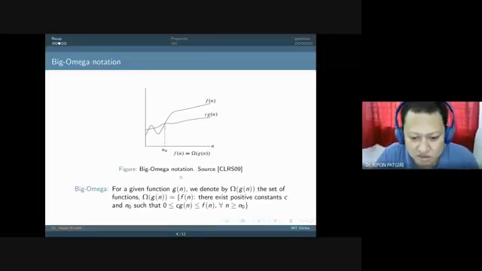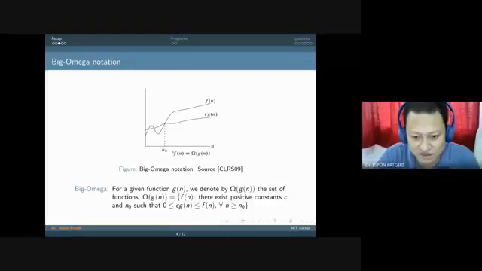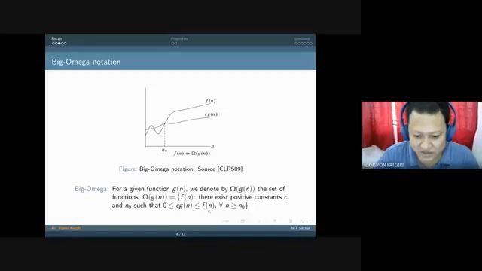Can you see my cursor? Yes, sir. Yes, sir. This movement, right? Oh, that's good. Yes, sir. So here the definition is here.